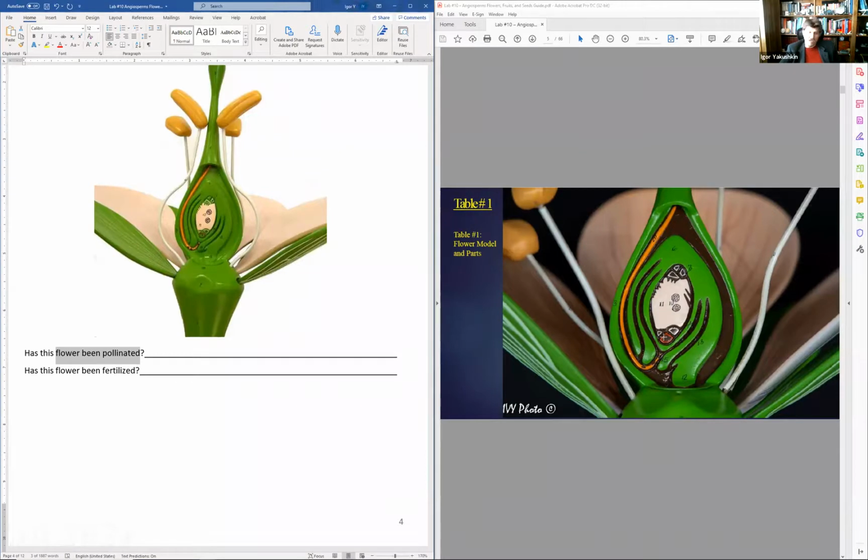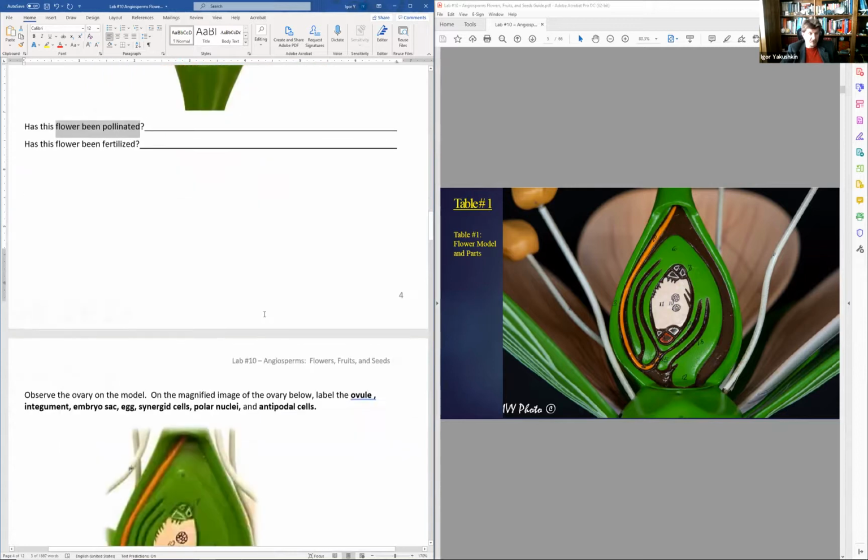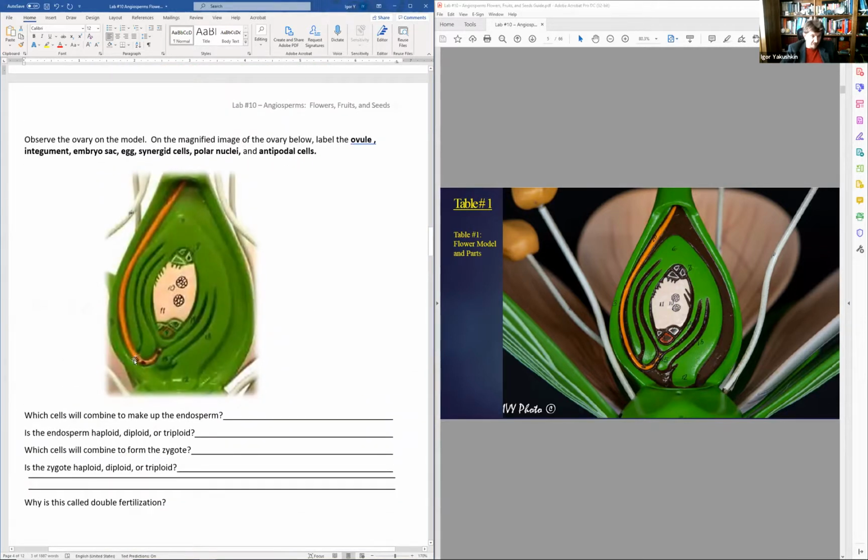Literally within a few seconds, in the real flower, the sperm will merge with the egg, and that would be creating a diploid zygote. And then the second sperm will go and merge with the central cell. So here we go. On that picture, you can clearly see 2 of those dots right here again.